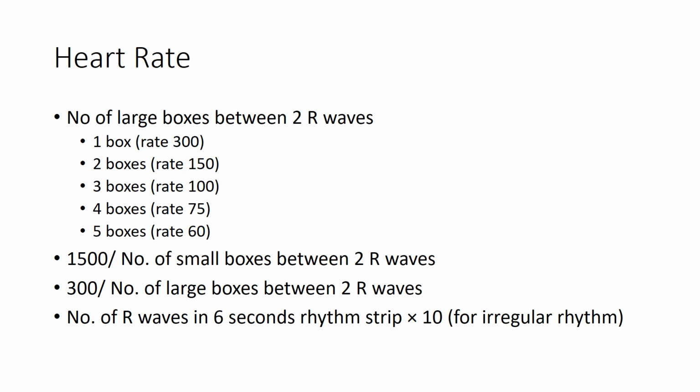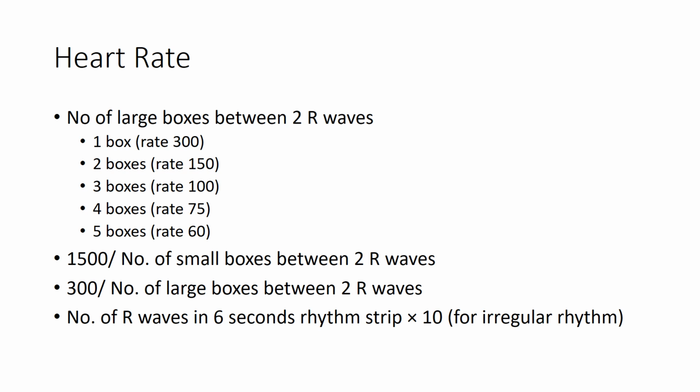Coming to the heart rate calculation, there are 4 different methods available by which we can calculate the heart rate on ECG. Of these 4, 3 methods are usually applied on a regular rhythm and 1 method is applied for heart rate calculation in patients where there is irregularity of rhythm.